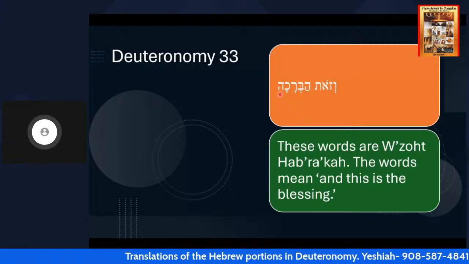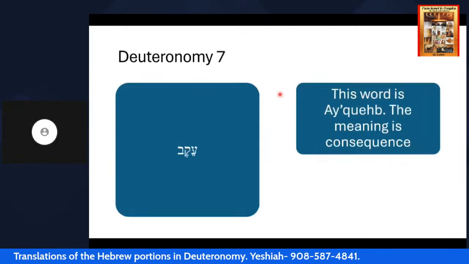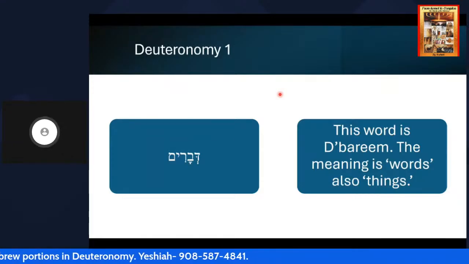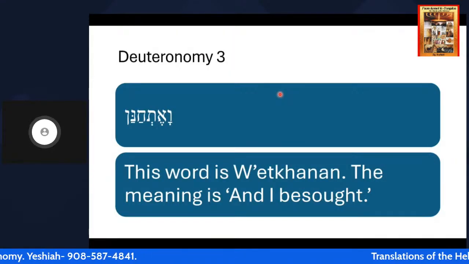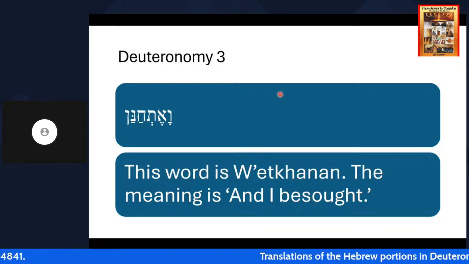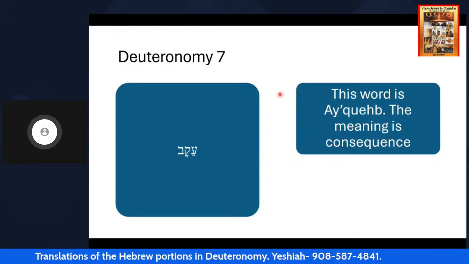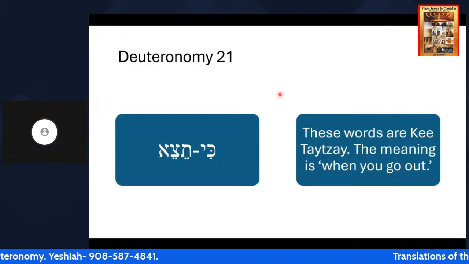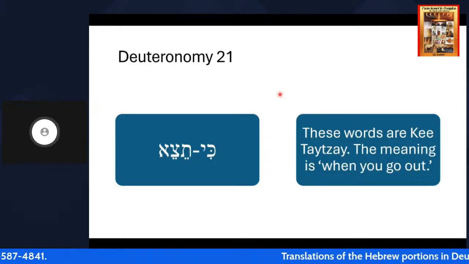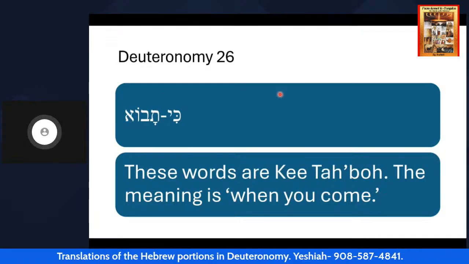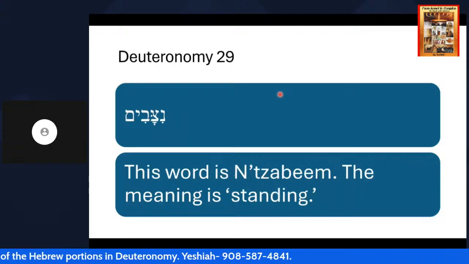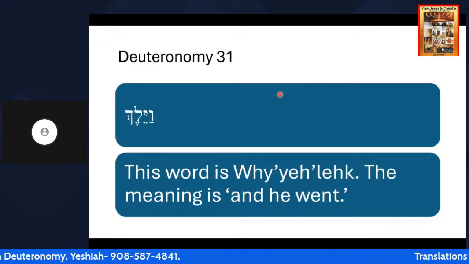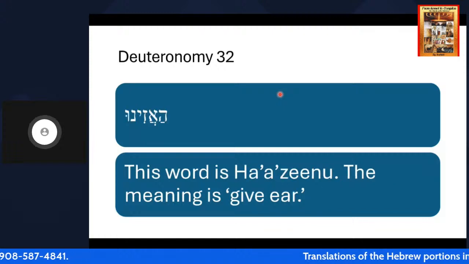So, brothers and sisters, as we review what we're talking about, we have it to where Devarim means words or things. Va'etchanan, and I besought, meaning and I looked for compassion. I sought compassion. Ekev, meaning consequence. Re'eh, meaning see. Shoftim, meaning judges. Ki Tetzei means when you will go out. Ki Tavo, when you will come. Nitzavim, standing. Vayelech, and he went.